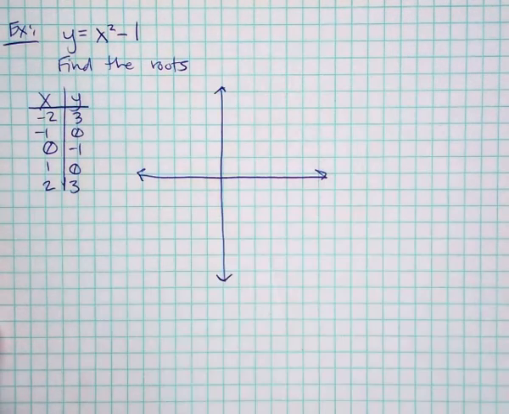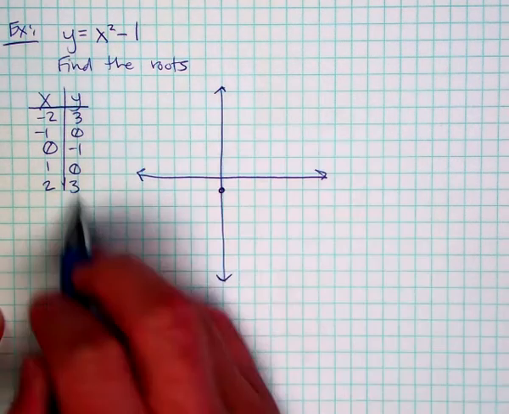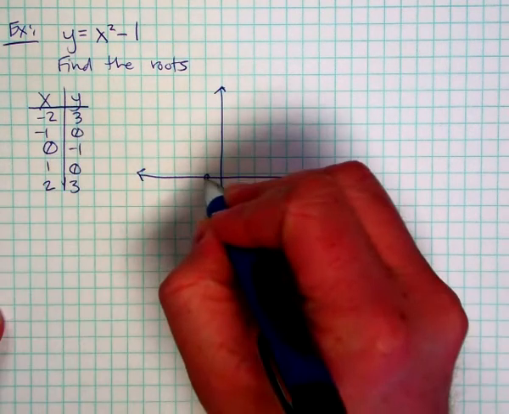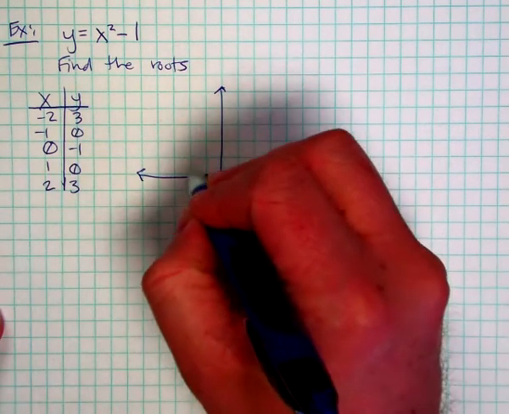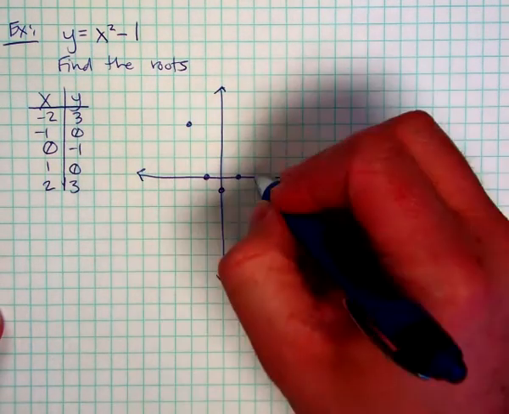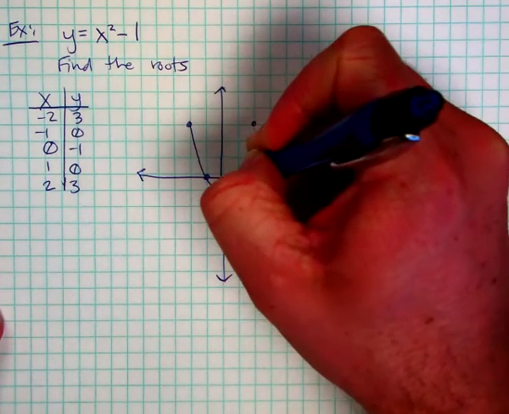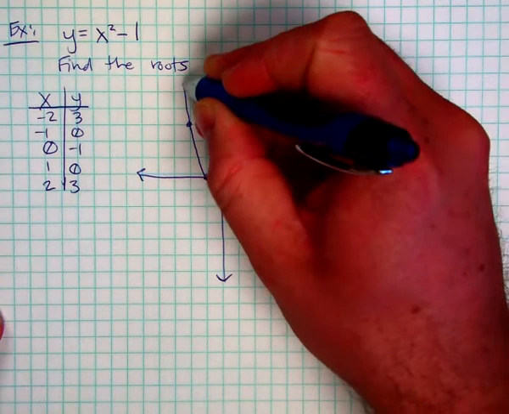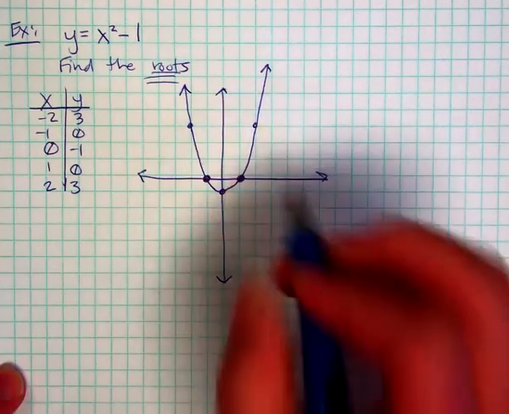Looking at our graph now, 0, -1 is my vertex, -1, 0, +1, 0, -2, 3, +2, 3. I'll go ahead and make my parabola. And again, if I'm looking for the roots, I want the x-intercepts. Here they are. I have one there, I have one there.